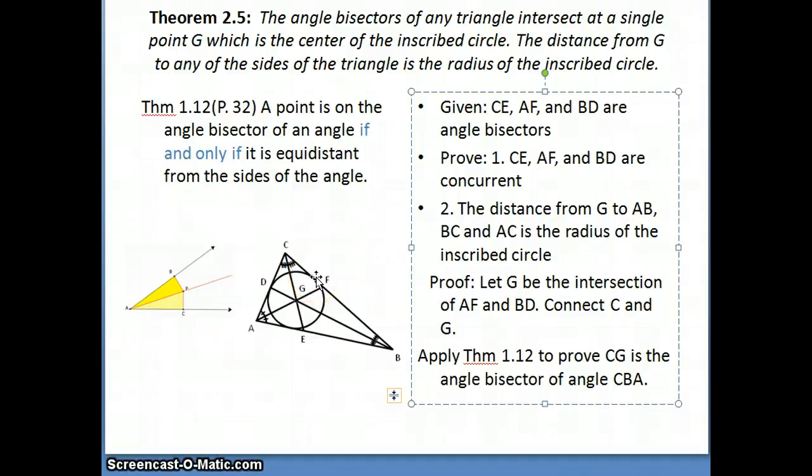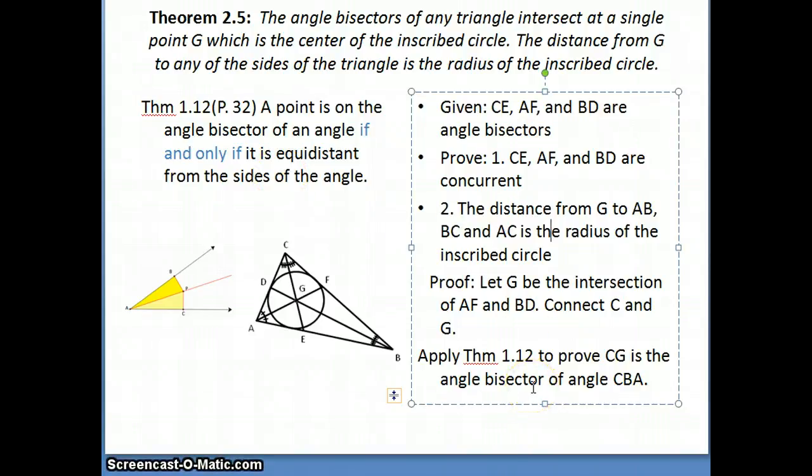And if GD prime and GE prime are congruent and also congruent to GF prime, which means GD prime and GF prime are congruent. That means G is equidistant from these two sides. That means G is on the angle bisector. So this is the idea of how to use theorem 1.12 to prove this theorem here.